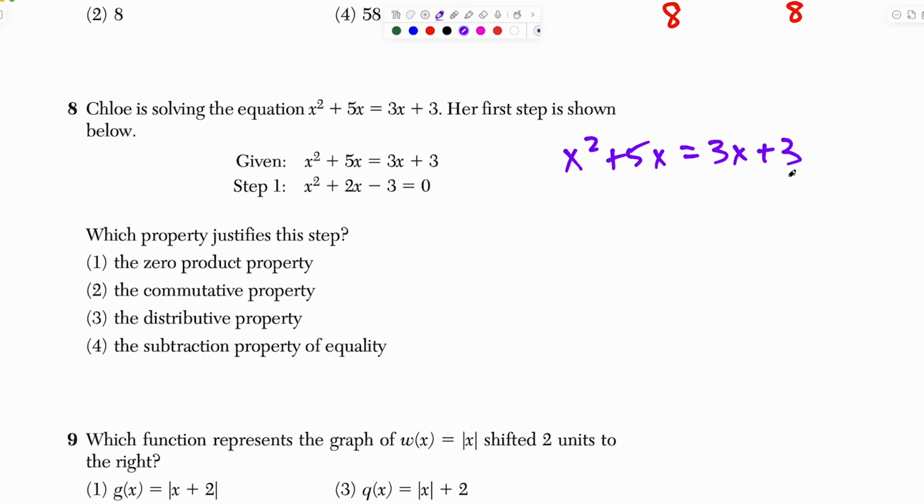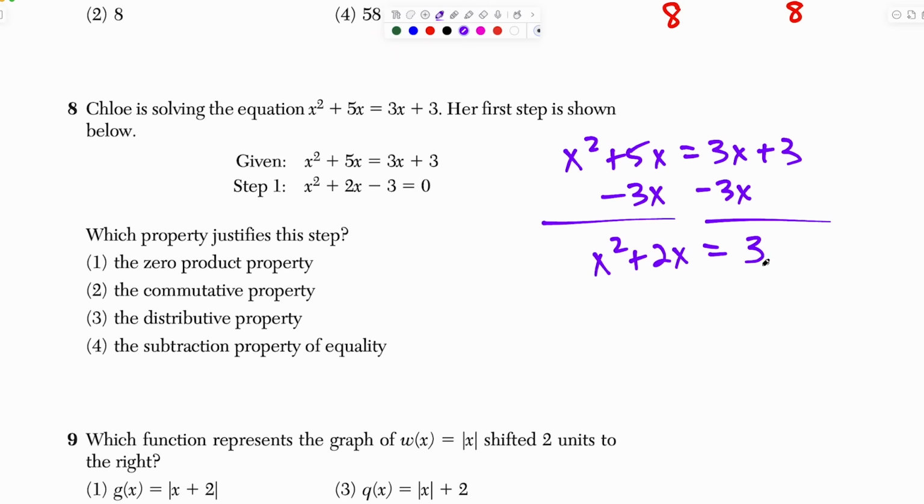It looks like Chloe moved all the terms from the right side over to the left. But how would we move this plus 3x over? We would do the opposite. We would do minus 3x on both sides. So that's minus 3x, minus 3x. And if we work this out, that's x squared plus 2x equals 3.